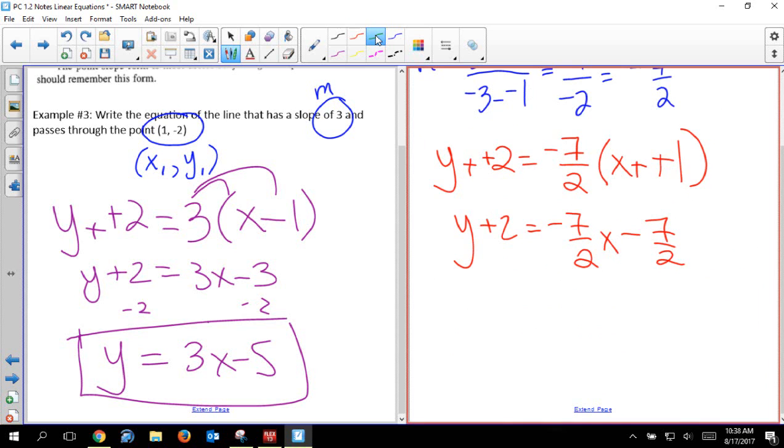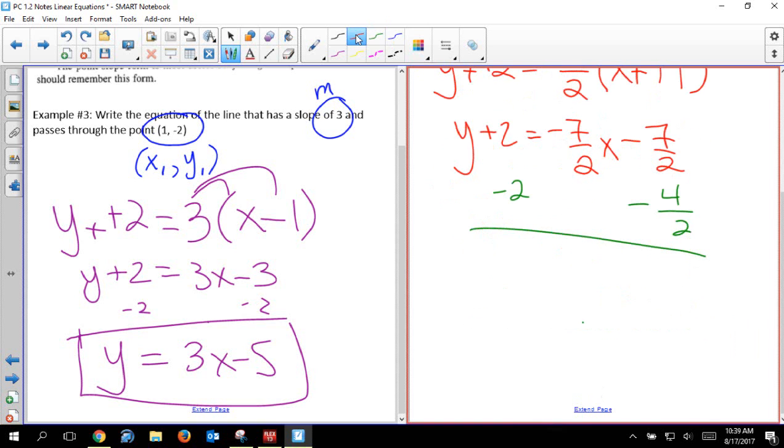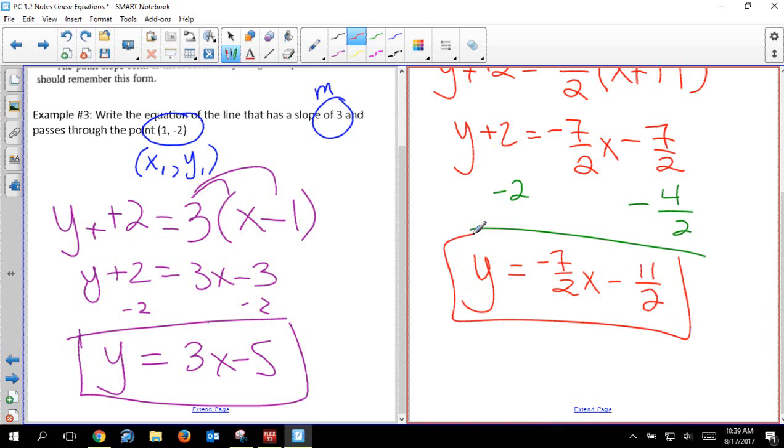Then I have to subtract 2 from both sides. But how do you subtract a fraction with something else? What do you have to have? Common denominators, right. So instead of subtracting 2, let me make it into a common denominator of something halves. What halves makes 2? 4 halves. And we get y equals negative 7 halves x minus 11 halves.